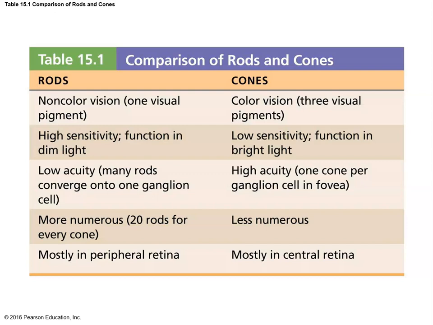There are far more rods than there are cones in the average person, because again, when there is low light, you need lots of them to detect what's there so you can function as best as you can. Then where they're found. The cones are mostly in the central middle part of the retina. Rods are more around the outside edges of the retina. So some differences there in where you find them and how they're wired up.